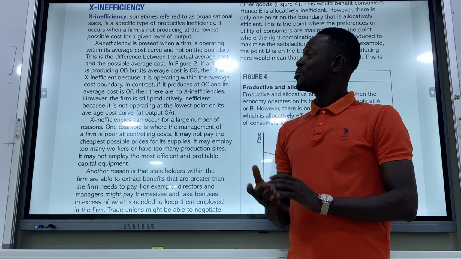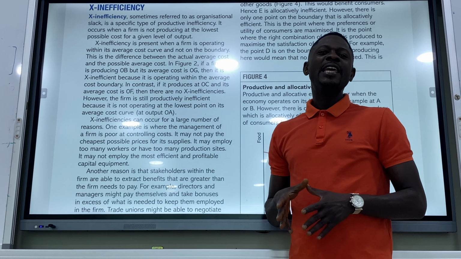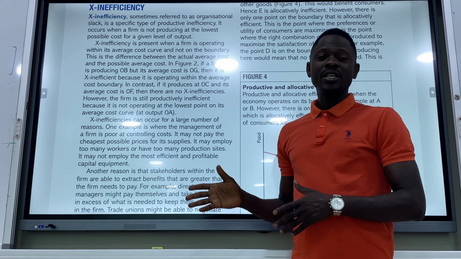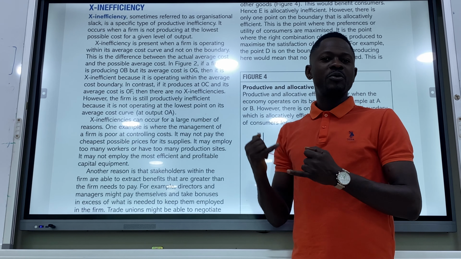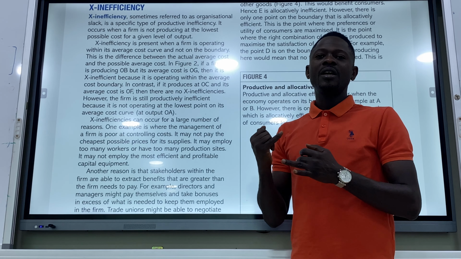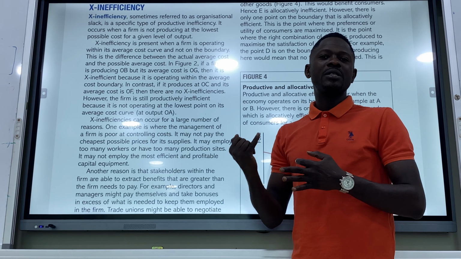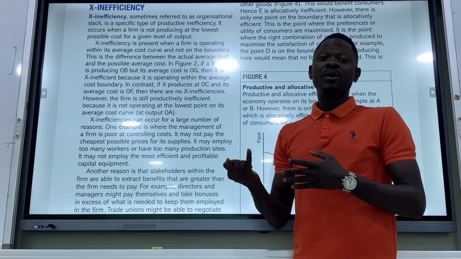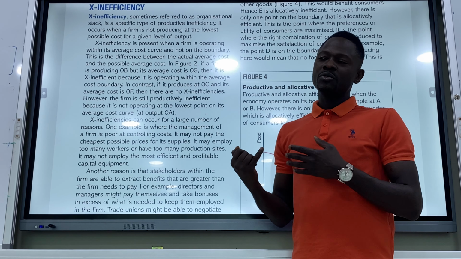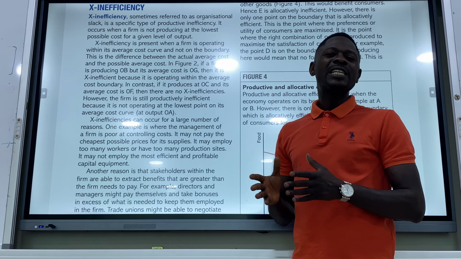Hi, once again, we'll continue with our economics A-level class. We are still on efficiency. We've talked about productive efficiency, allocative efficiency, dynamic efficiency, and dynamic inefficiency. Today, we want to talk about X-Inefficiency.